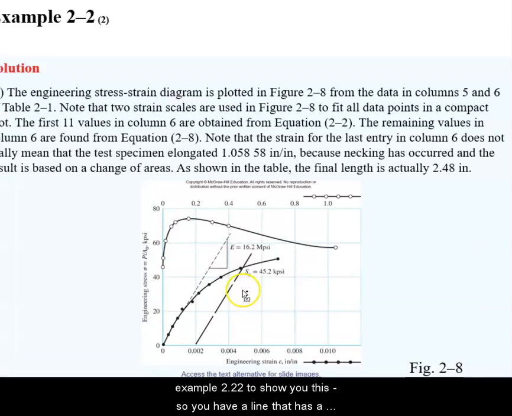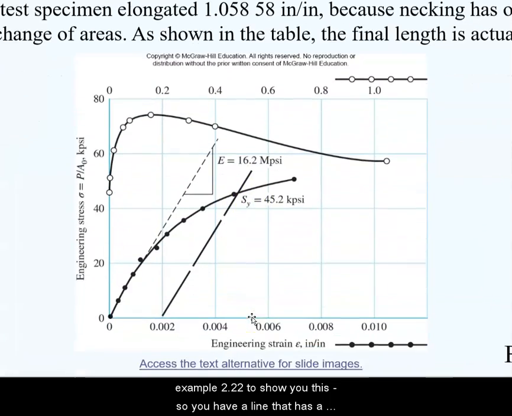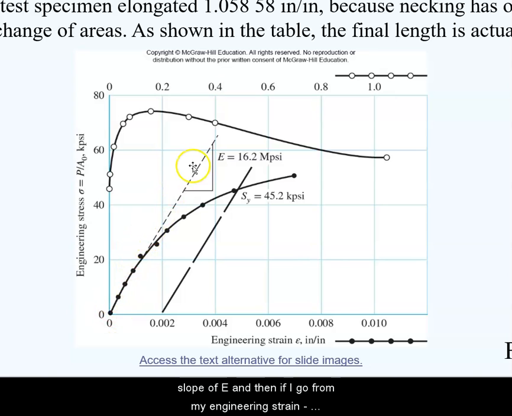And then if I zoom in on example 2.2 to show you this, you have a line that has a slope of E. And then if I go from my engineering strain, or just my strain here, of 0.2%, so that's my yield strength, I draw a parallel line and intersect it to my curve. And as I look at the point of intersection between my 0.2% line and my curve, that also deals with some plastic deformation here. We've gotten away from linear. Now I get my yield strength in whatever units my y-axis is in.